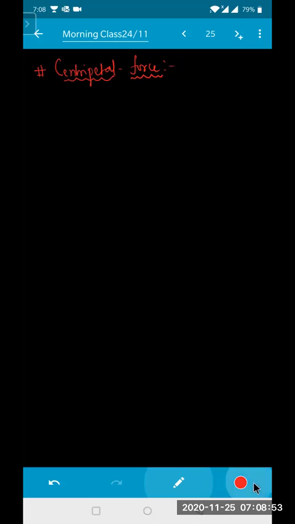Centripetal force. So what is the centripetal force? The force required for any body to move in a circular path. Any particle in the universe which is moving in a circular path, or an arc of a circle, or a small part of a circle also, then the force required is called as what? Centripetal force.